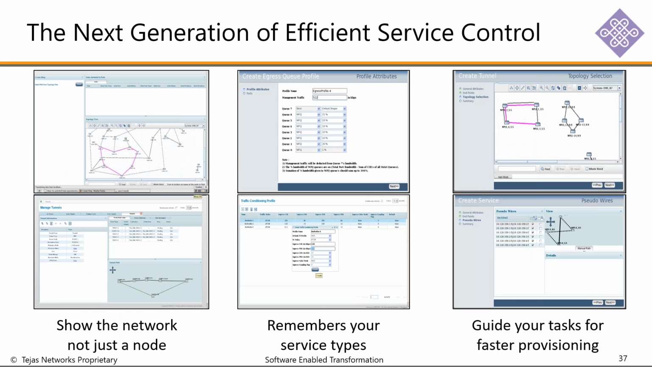In fact, you can take it to the next step at a network level, having network level diagrams that show the network, not just the node. It can remember your service types, right? Both as the traffic comes in or goes out, or it can create tunnels and services. And this is what SDN controllers, orchestrators are looking to do for you, right? Whether it be an NMS or an SDN controller, they're looking to provide this level of functionality. They say, how do I move forward with all of this? Make it graphical, make it easy for people to learn.